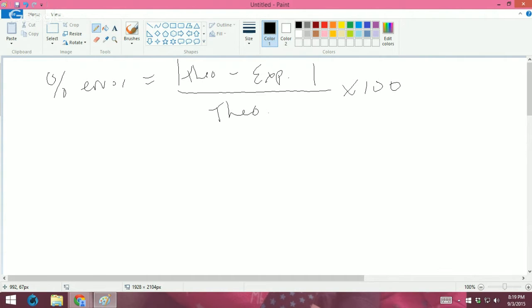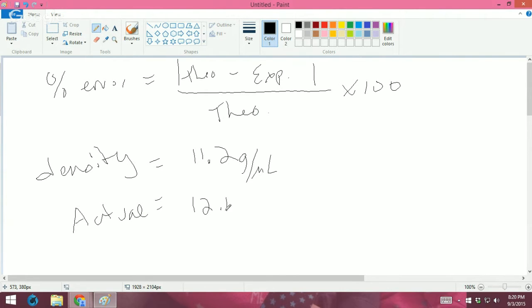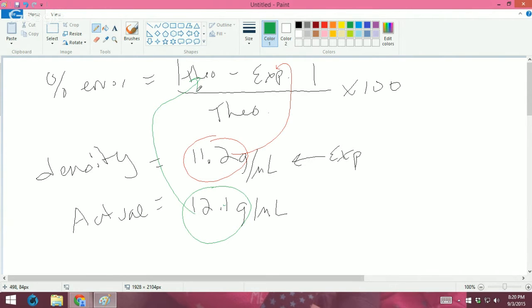So what would happen is, let's say you have a density, and you found it in the lab to be 11.2 grams per milliliter. But it was, I don't know, something, a totally different substance. It was a piece of wood and it actually had a density, they might call it actual. Its actual density was 12.1 grams per milliliter. Okay, well, this is your experimental one. This is what you got in the lab. So that is the number. This 11.2 is what goes in the experimental spot. Your 12.1 is what goes in the theoretical spot.